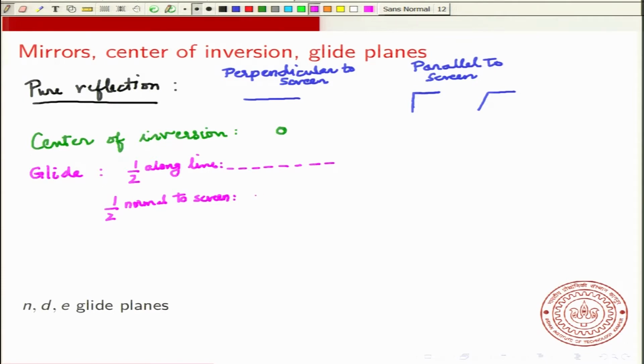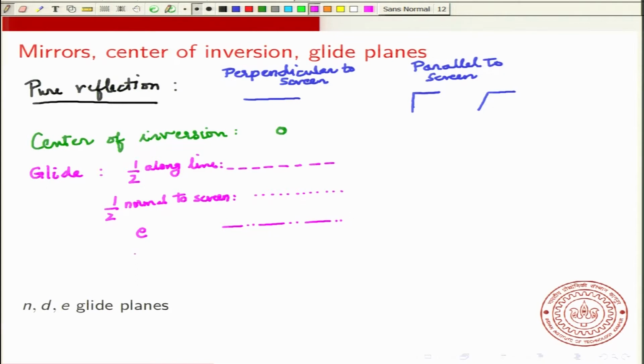Okay. In this case, you use a dotted symbol. So the direction of translation in the first case was along this line. In this case, it is normal to the screen. Then, if you have a double glide plane, so we talked about the E glide, I won't discuss this in detail, but you can have something like this. So this represents a double glide plane that is perpendicular to the screen.